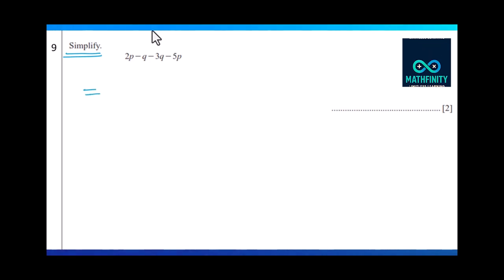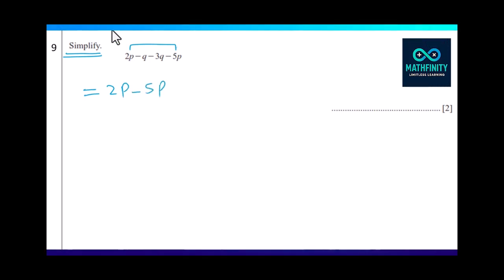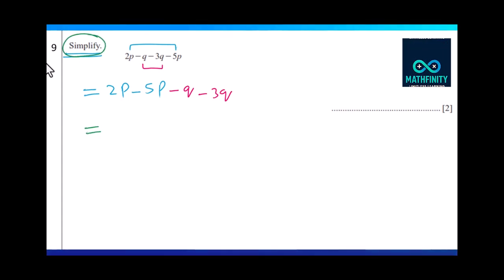So first step, arrange and bring together the same variables. Here, like 2p and negative 5p, you can combine them, and q and negative 3q. Now we have to add or subtract the like terms because simplify means add or subtract the like terms. So 2p minus 5p, what is left? Minus 3p. Minus q minus 3q, minus 4q. That's it. This is the answer.